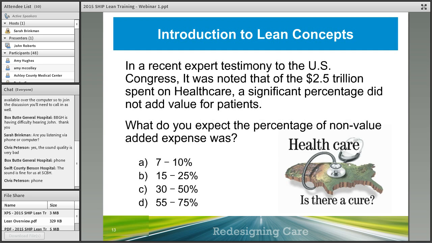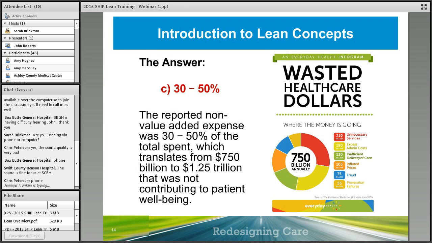In some testimony in Congress about 18 months ago, it was noted that a significant portion of what is spent in healthcare really does not add value for our patients. And we expend about $2.5 trillion in healthcare in the United States. And I'll ask you a quick question. What percentage of that $2.5 trillion was identified as not adding value to our patients? I think some of you will be surprised with the answer.